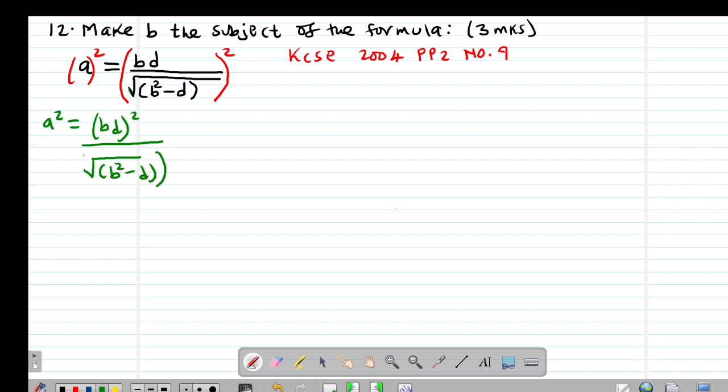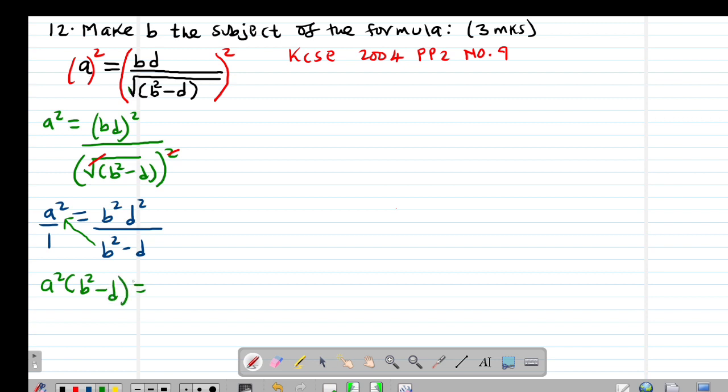I also square this. So of course the square and the square root are going to cancel out, so that I'm going to remain with A squared being equal to B squared D squared, then the whole thing divided by B squared minus D. So this is of course over 1. Then I'm going to cross multiply, so that this one will cross multiply with A squared. So I'm going to have A squared into bracket B squared minus D being equal to 1 multiplied by B squared D squared. I'll simply get B squared D squared.